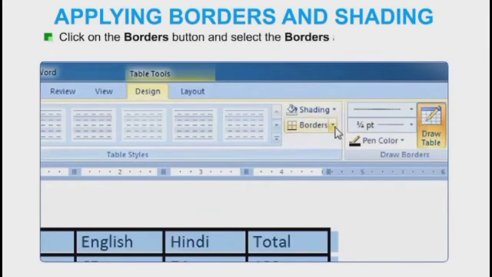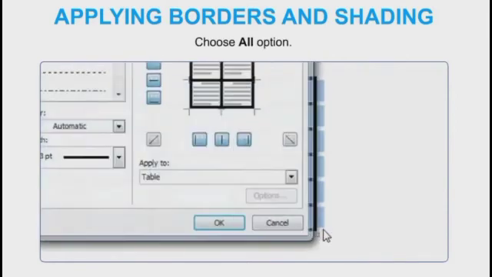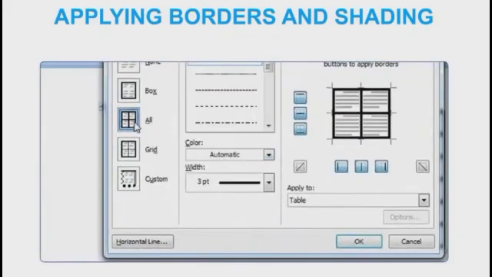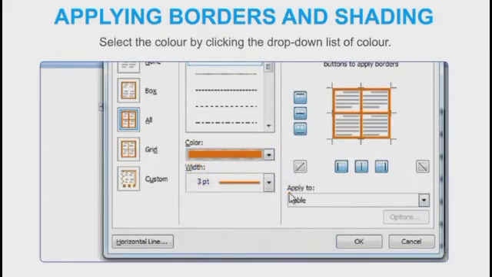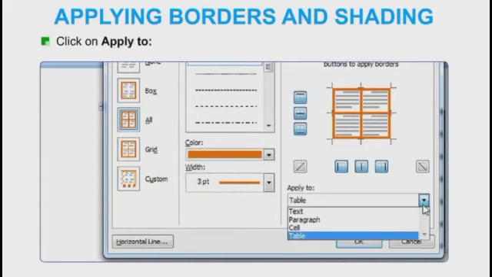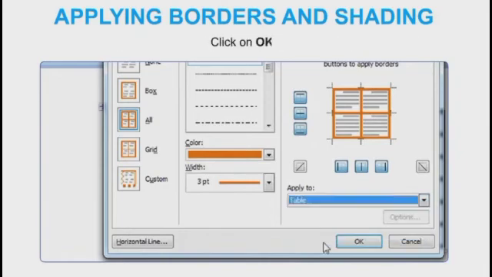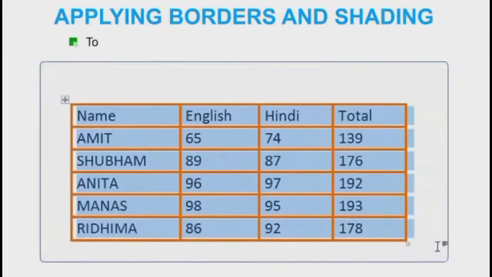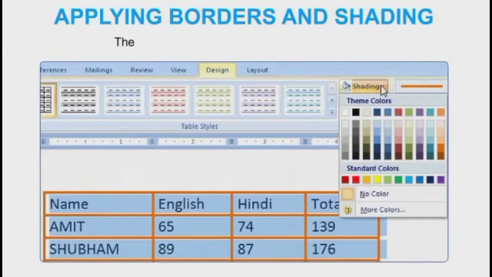Click on the Border button and select the Borders and Shading option from the drop-down list. Choose the All option. Select the color by clicking the drop-down list of colors. Click on the Apply to text box and select the Table option from the drop-down list. Click on OK.